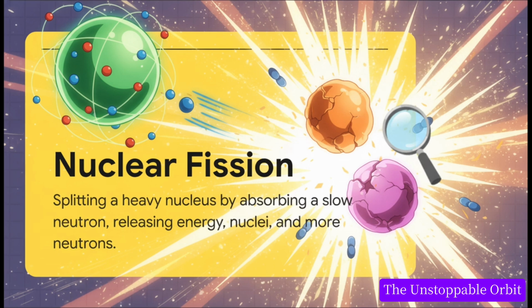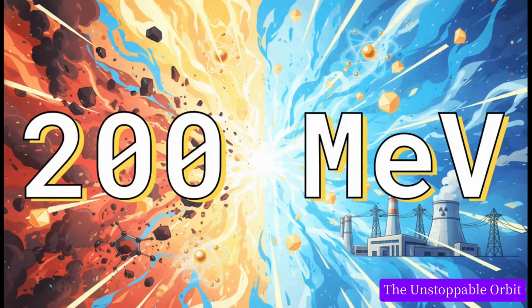Now, when this nucleus absorbs a slow-moving neutron, it gets intensely excited. It starts to wobble, it deforms, and eventually, snap. The nuclear forces just can't hold it together anymore. It splits into lighter nuclei, it shoots out 2 or 3 brand new neutrons, and crucially, it releases an absolute burst of binding energy. And when I say an absolute burst of energy, I really mean it.